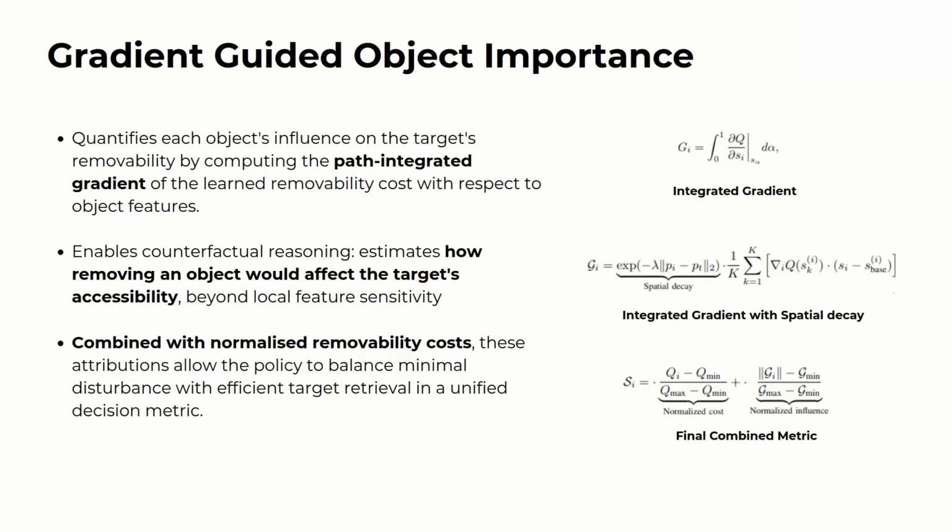To prioritize objects that facilitate target retrieval, we compute gradient-based importance scores. Specifically, we use integrated gradients to quantify how the presence or removal of each object affects the removability cost of the target. This approach enables counterfactual reasoning to identify which objects, if removed, would most improve the target's accessibility. The final importance score combines normalized removability cost and gradient magnitudes.